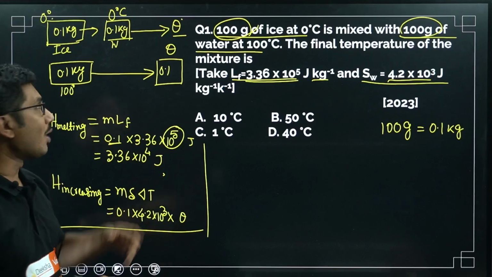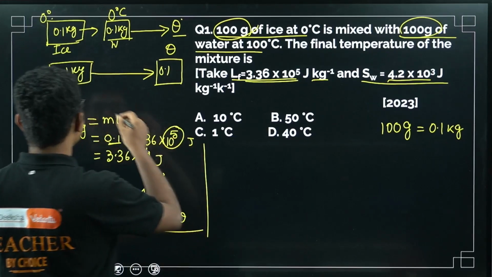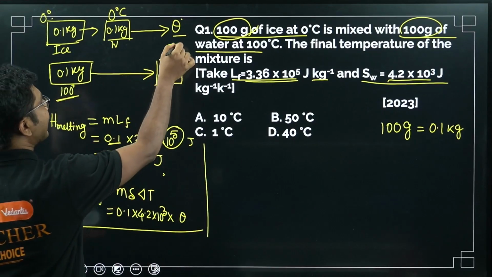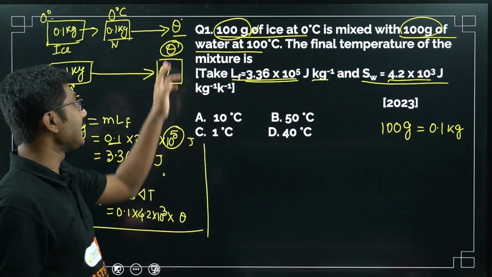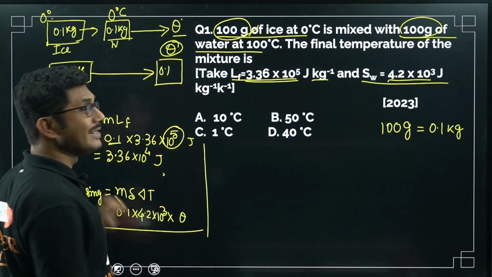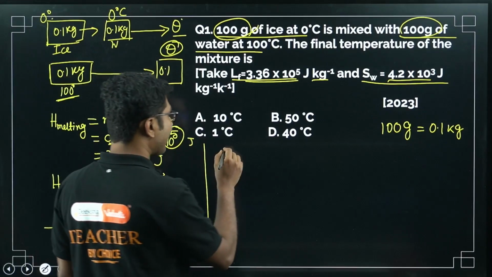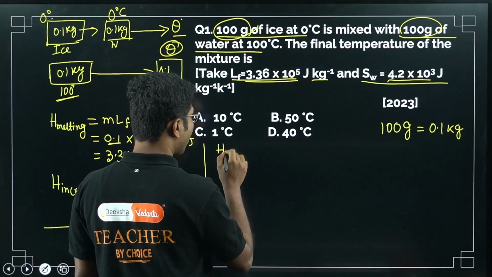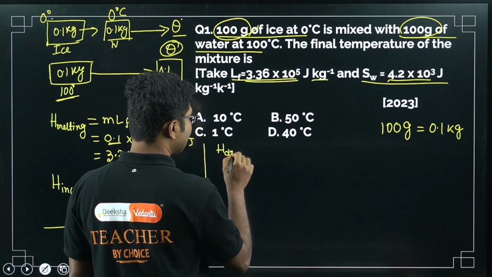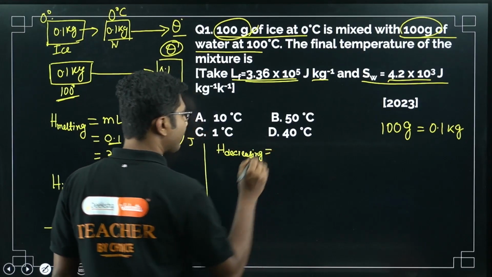This is simple. For water it is simple. Water started at 100 degrees Celsius and it ended up at theta degrees Celsius. So theta is less in this case, 100 is more in this case. How much heat is required for that? Heat for decreasing temperature. Here it is decreasing. How much is required for that?